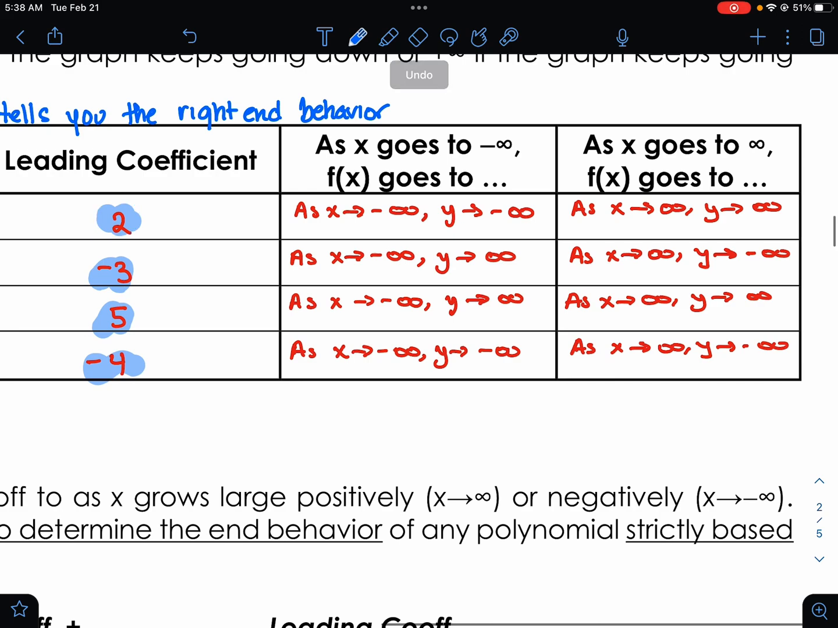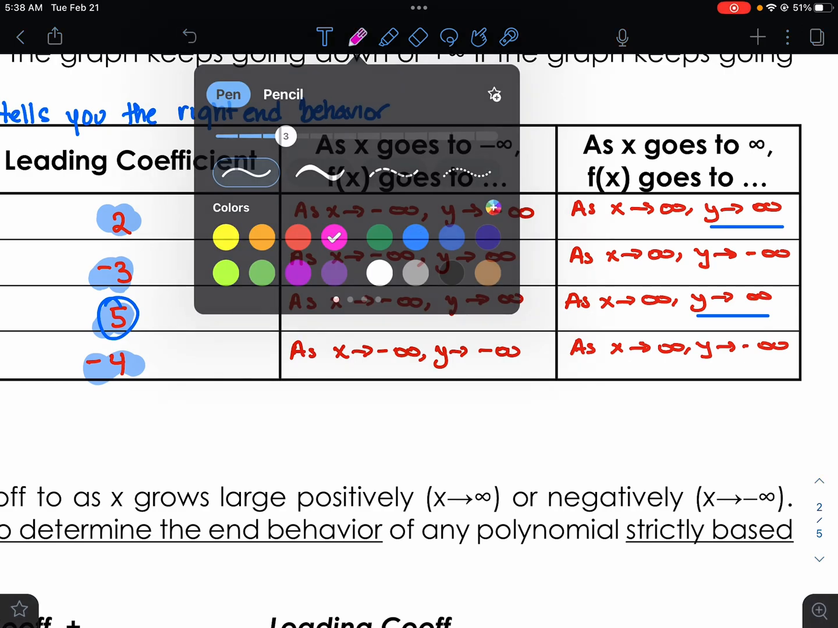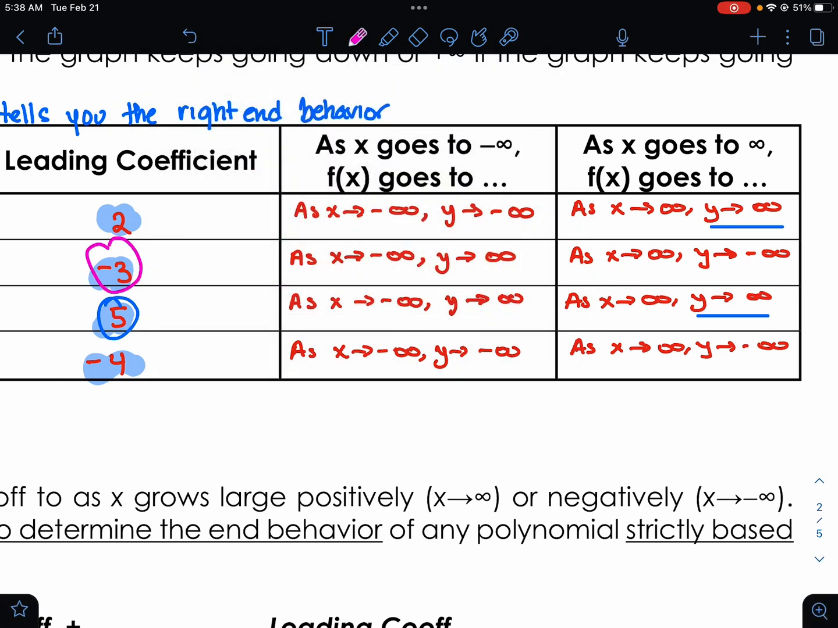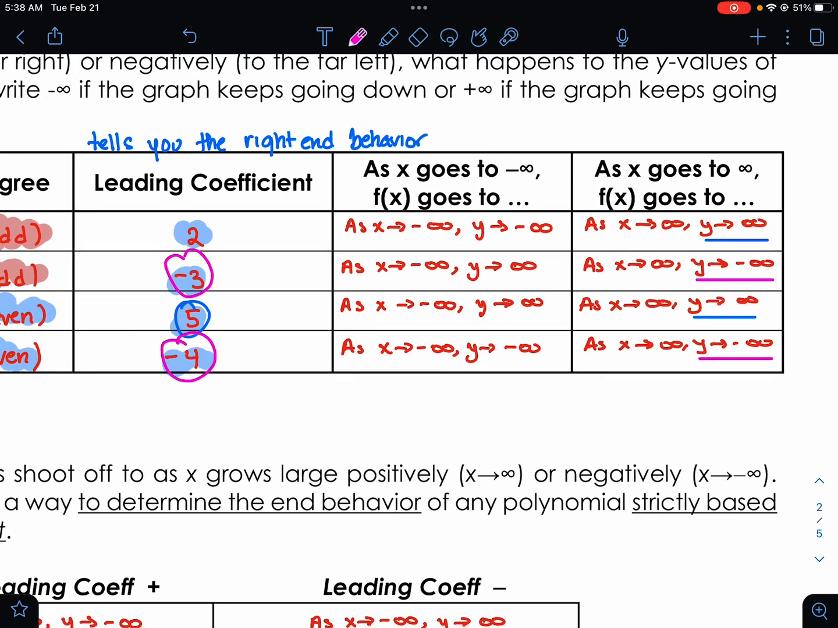And if you go look at my right end behavior, you'll notice that the y values are approaching positive infinity. Then if you look at this right here, if the leading coefficient is positive 5, the y values are approaching positive infinity. And then if you look at these ones over here, this negative 3, when you have a negative leading coefficient, your y values on the right are approaching negative infinity. So just by looking at the leading coefficient, you can determine what the right end behavior is for the function.